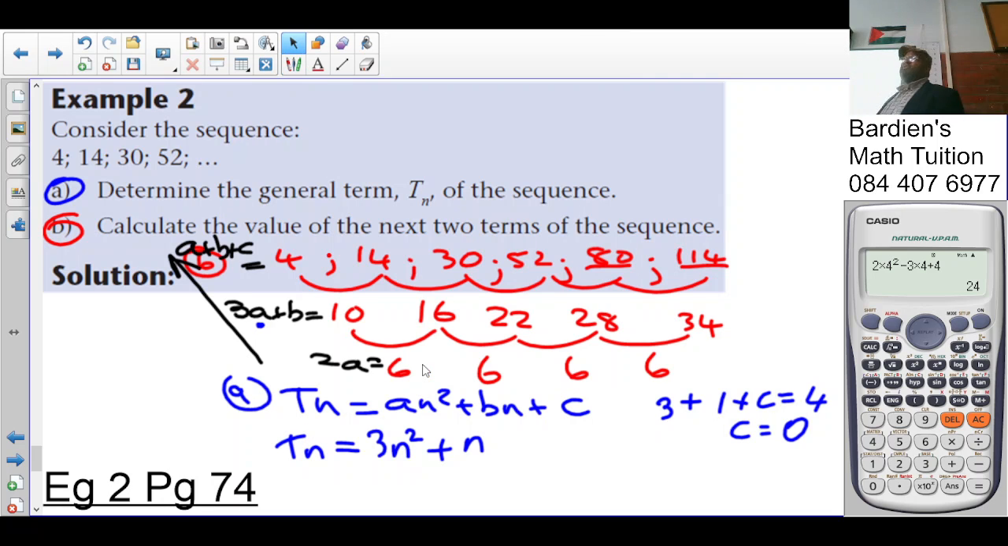And how do we check this? We substitute into the fourth term. Or the n value to be 4. So it's 3 times 4 squared plus 4. If the answer is 52, then I'm correct. If it's not 52, I made a mistake. And yes, it is correct. Okay, do you guys understand? Any confusion?